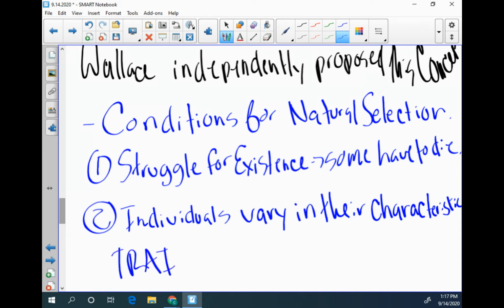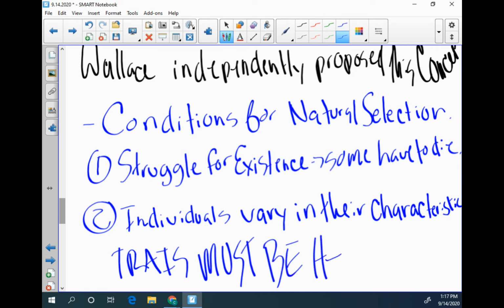Traits must be heritable. If I dye my hair blue, I am not changing my DNA. Therefore, if I have kids, I will not have blue hair. I did have blue hair once. It was fine. But these traits must be heritable. If I learned all this biology, my kids won't be born with all that biology knowledge. That's acquired, not heritable.